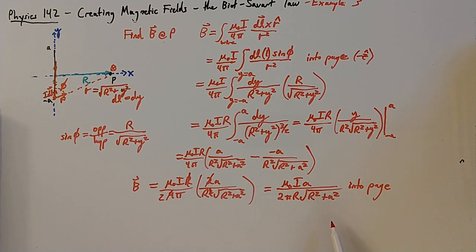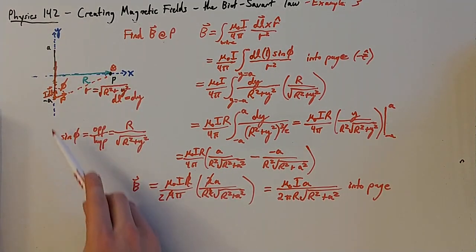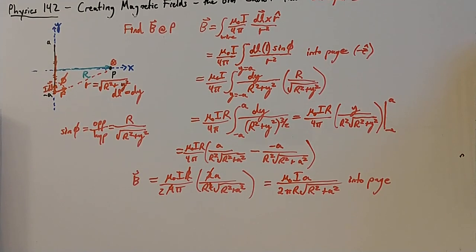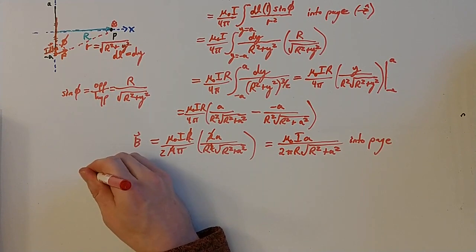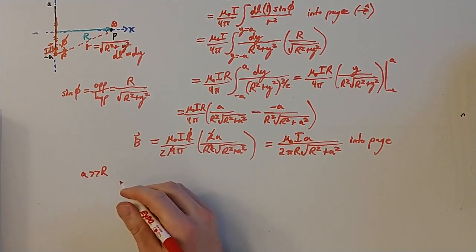Now, there's one other thing that I want to point out to you before I end this video. It's good to always assess your answer and make sure it makes sense, right? And I want to think about the case, well, what if I have a really, really long wire? What if A is much, much bigger than R? What's that going to look like? So let's think about that a second. What if A is much, much bigger than R?